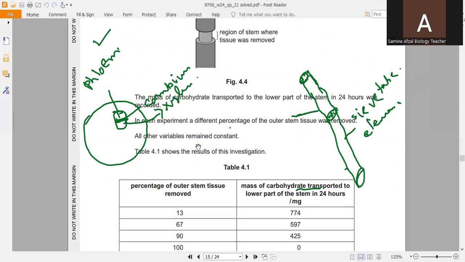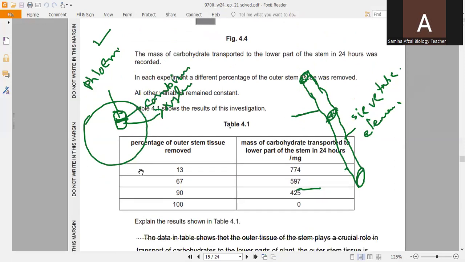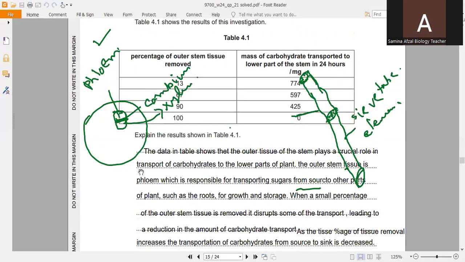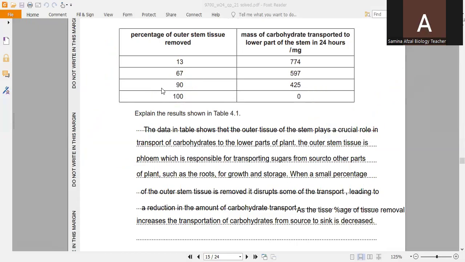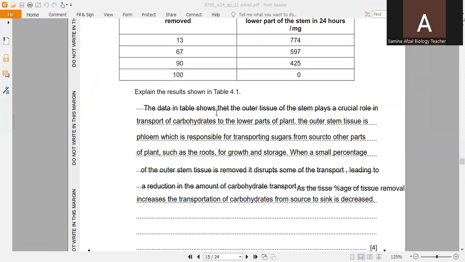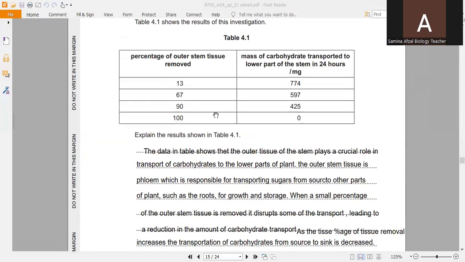All other variables remained constant. So Table 4.1 shows the results of this investigation. Here you can see the table which has been shown to us, and according to this table they have given us the percentage of outer stem tissue which they have removed, and then the mass of the carbohydrates transported to lower parts of the stem in 24 hours.